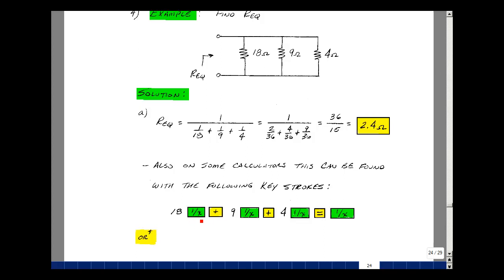Now, you could do the same problem on your calculator if you have a reciprocal key. Division has precedence over addition. So we're able to take 1 over 18 plus 1 over 9 plus 1 over 4, and then when you hit equals and then reciprocal again, you get the 1 over the summation terms. This is a very fast way of getting the equivalent resistance, just using your calculator.